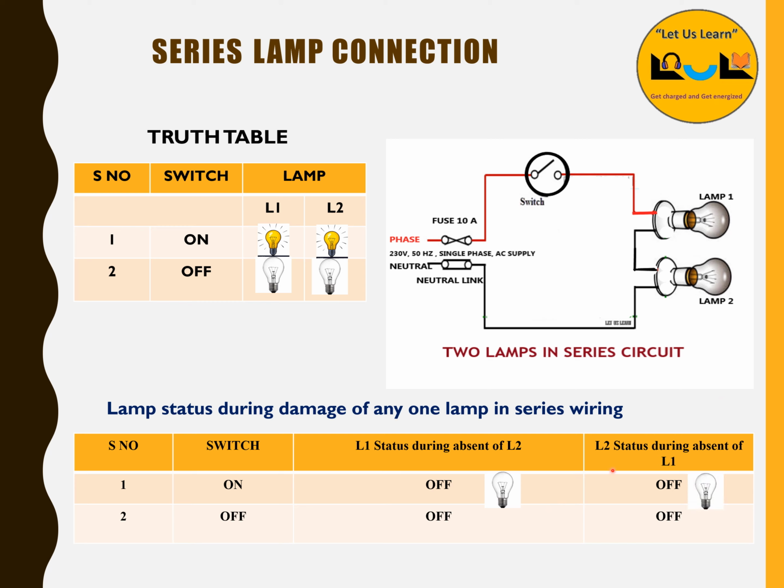Now consider the L2 status during the absence of L1. L1 is absent. What is the status of L2? L2 is also in the off position. Even when the switch is in on position, both the lamps are in off condition. Now if the supply is off, the switch is in off position, both lamps will be off. L1 is off and L2 is also off. This is the status when any one lamp is damaged in a series wiring.